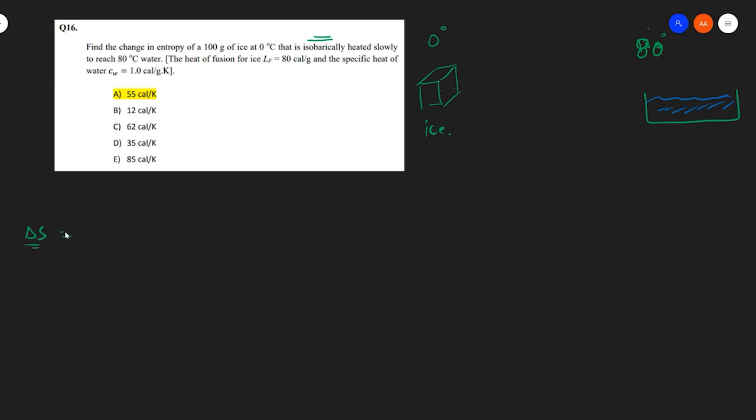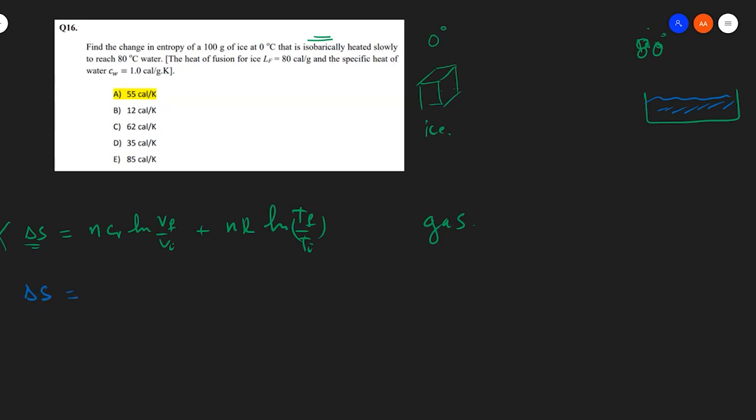For delta S, if you look at your formula sheet, you have here n CV ln of VF over VI plus n R ln of TF over TI. This relation is valid all the time, but be careful, it works for gases. You will not use this one. Here we have ice, and then we have liquid. So what is the relation that you have to use? Not this one.